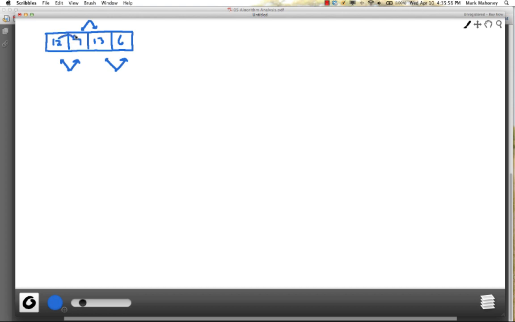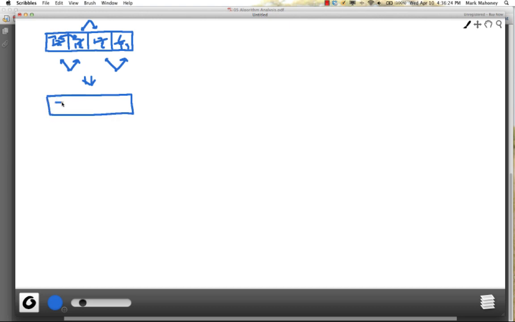Yes, so we would swap these. Then we move on to the next adjacent pair. So we'd have 7 here now and a 12 here. Is 12 greater than 13? No, so we'd go to the next adjacent pair. Is 13 greater than 6? Yes, so we would swap those. 6 would go here and a 13 would go here. After we do that once, our array is going to look like this.